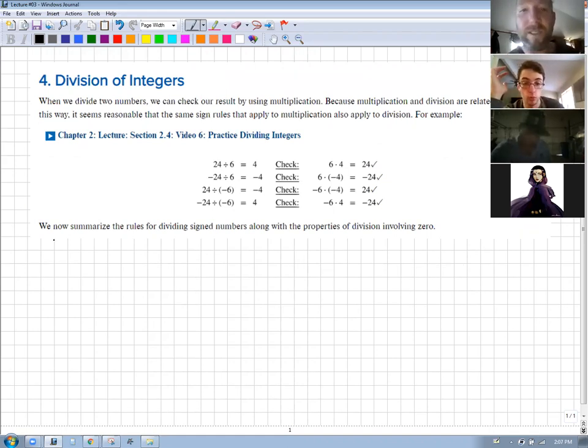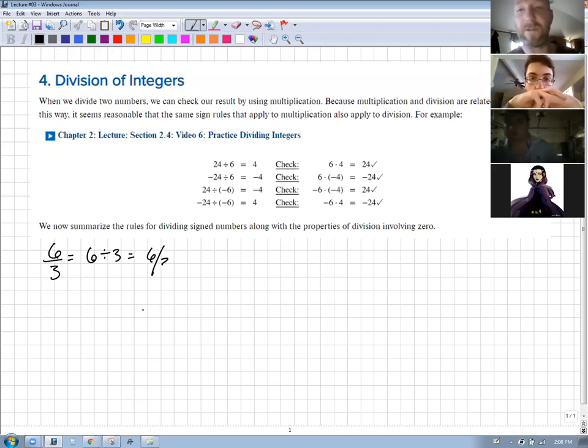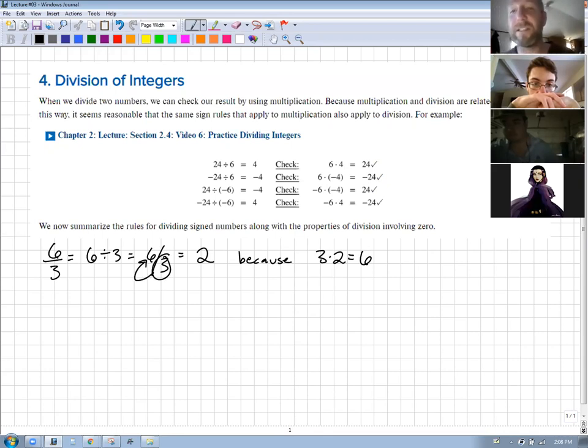All right, so we say 6 divided by 3, or 6/3. These are all the same thing. We say that this is 2 because 3 times 2 equals 6. They're asking how many times will this number fit into that number? Well, 3 fits into 6 twice. So that's how division works.